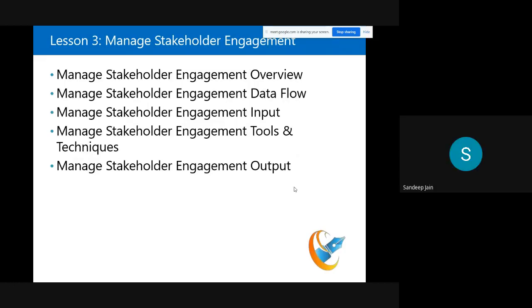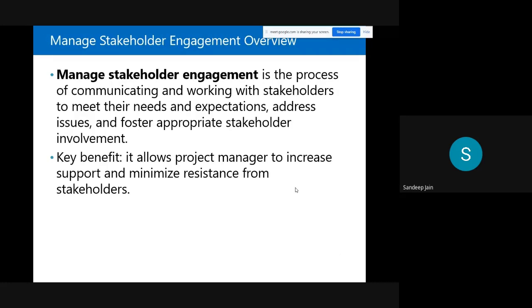And now this is the execution part, doing the stakeholder engagement execution. Yeah, you can read this. Manage stakeholder engagement is the process of communicating and working with stakeholders to meet their needs and expectations, address issues, and foster appropriate stakeholder involvement. It allows the project manager to increase support and minimize resistance from stakeholders.